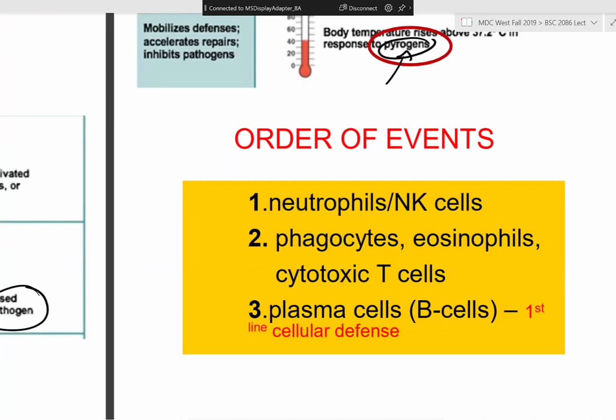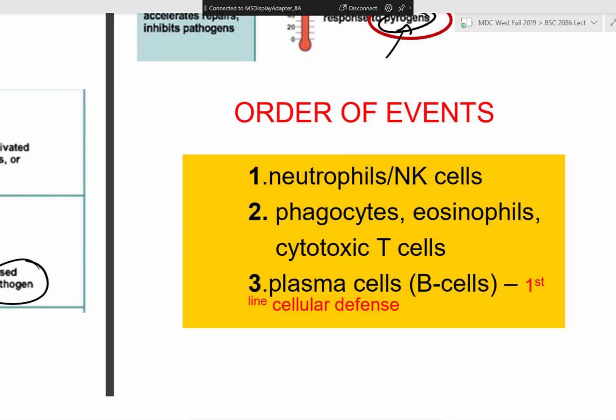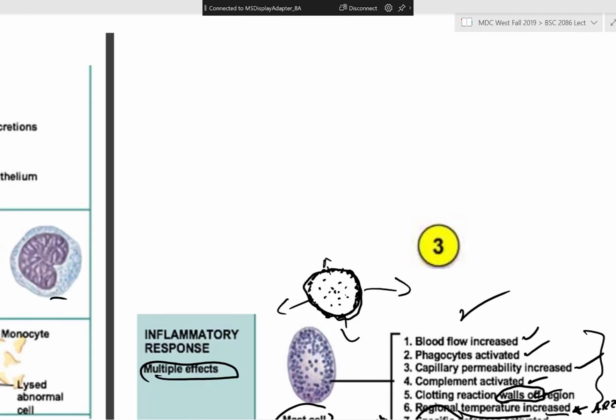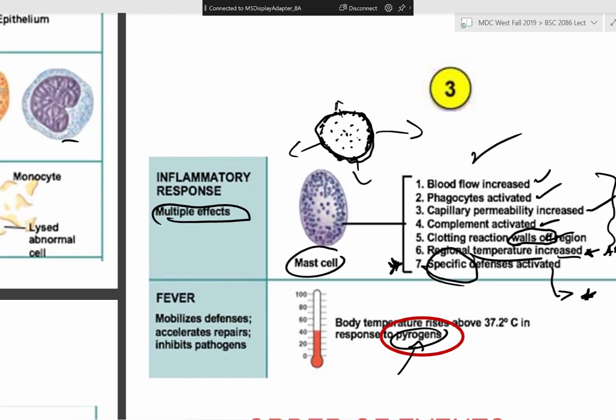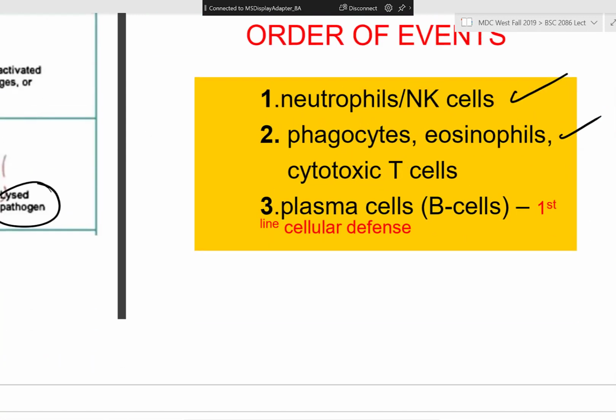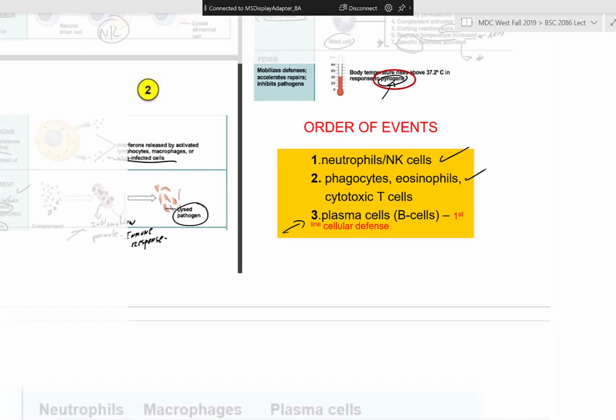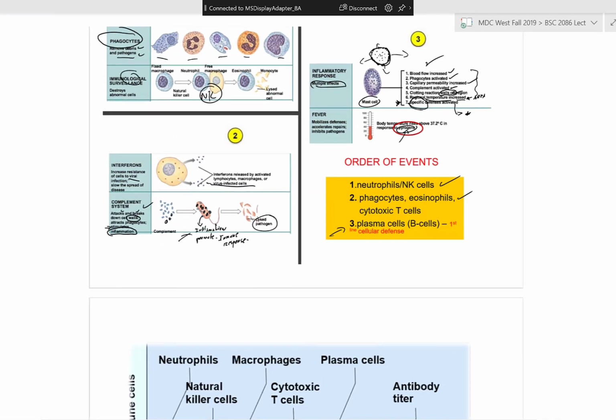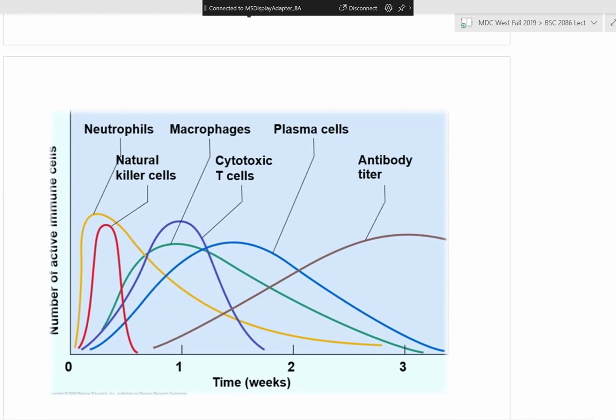Okay? So this is the order of events. First you have your neutrophils and your NK cells that we mentioned. Then you have your phagocytes, eosinophils, and cytotoxic T cells, right? And then finally, you make what? Your specific defense, number 7. And that specific defense is the one that we see here. Plasma cells, B cells, right? So far so good? So that is the order of how your body deals with an antigen as it gets exposed.